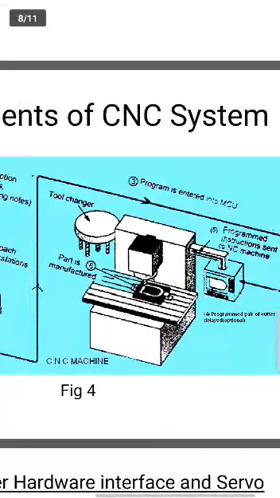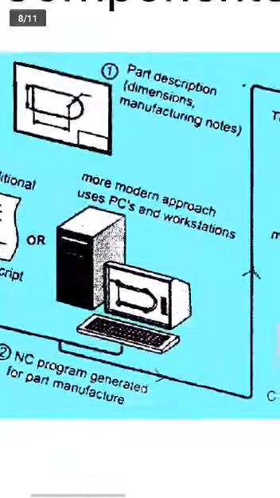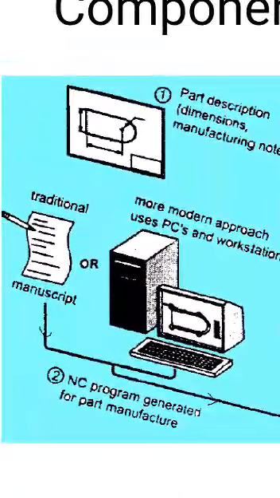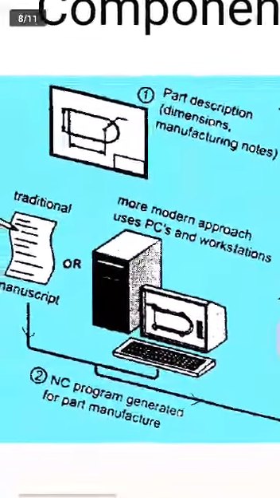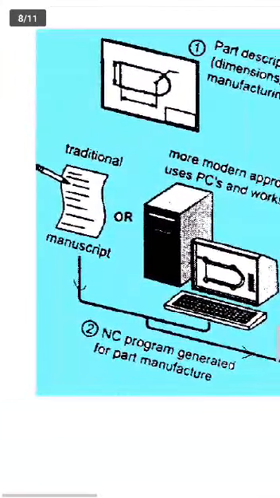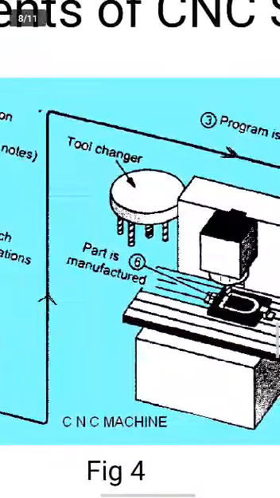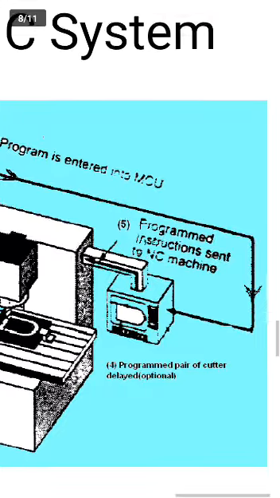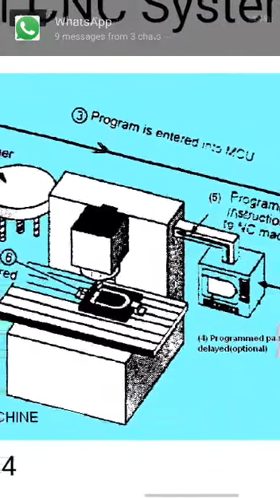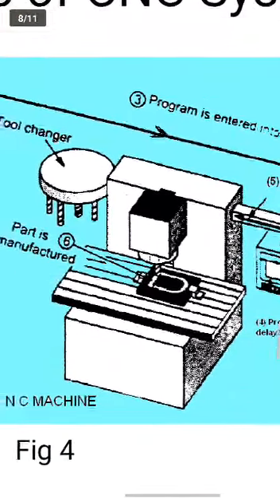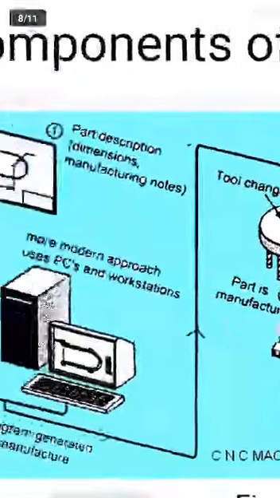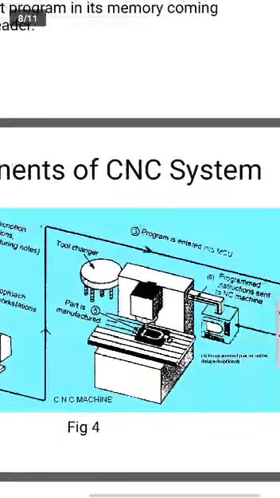So these are the components of an NC machine. We have studied what the components are. These are the different types of components connected with one another. This is part drawing. Next, it controls the traditional manuscript. From there, it goes to the NC program generator. From there, it goes to the program instructor. From the program instructor to the system, to the machine. Like that, it runs the components of the CNC system.